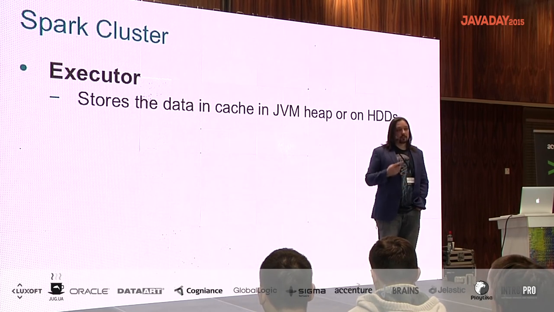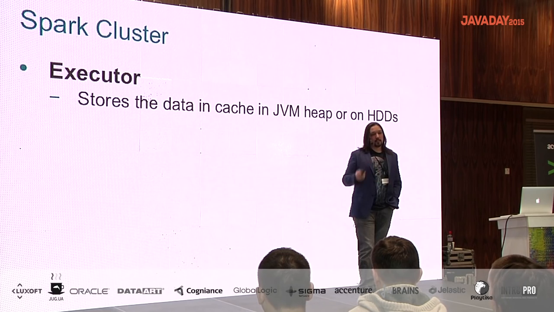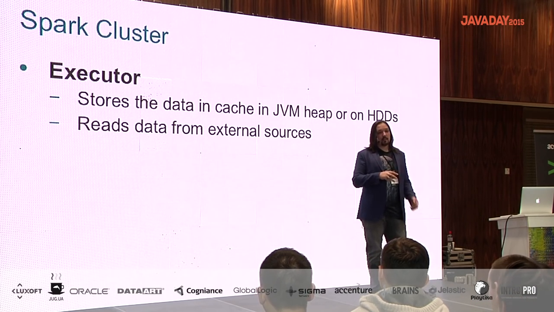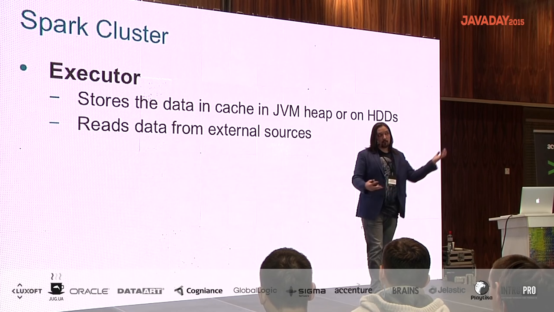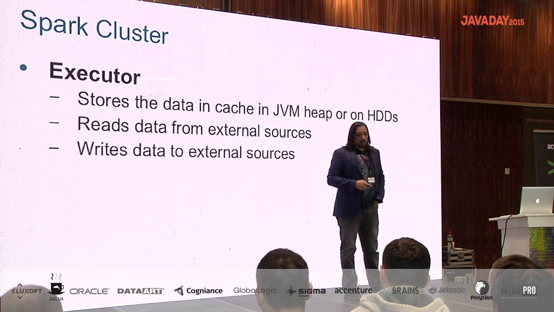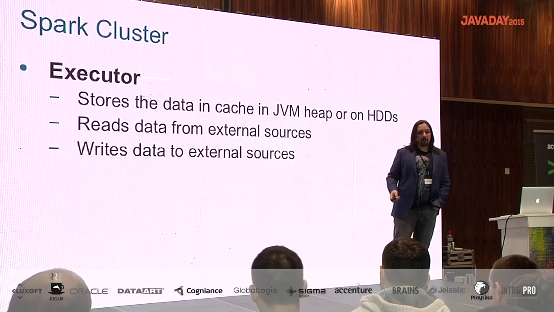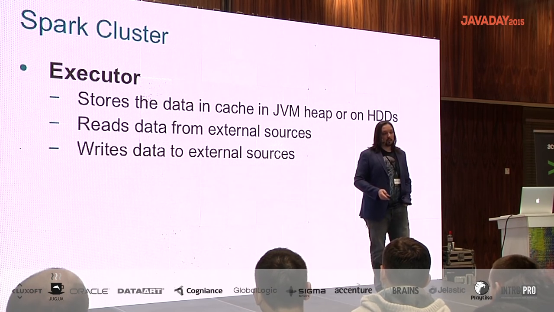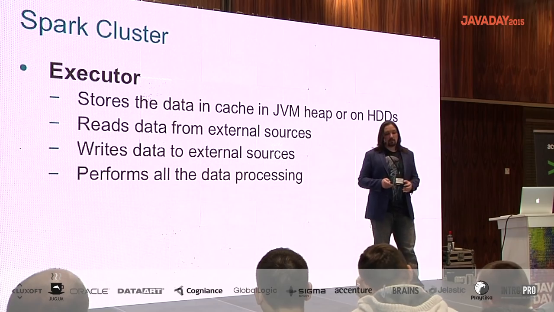And next is the executor. The executor stores the data in the cache in the JVM heap, or it can cache the data to the hard disk drive. You have a number of settings to control how you use the cache. Then it reads the data from external sources. The driver itself never reads any data unless you write code that works around the RDD and reads the data directly. You can do it: you can read data directly to the master and then call SparkContext parallelize. It will create an RDD on top of this data. Then it writes the data to external sources. When you execute something like save, saveAsTextFile, saveAsSequenceFile, or save as Parquet file, it writes the data back to the hard disk drive, back to HDFS, back to S3, or whatever file system you use. And it performs all the data processing, all the tasks, all the processing logic. So the data is never loaded to the master.